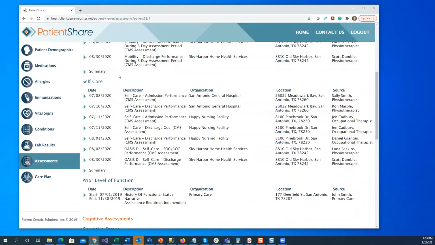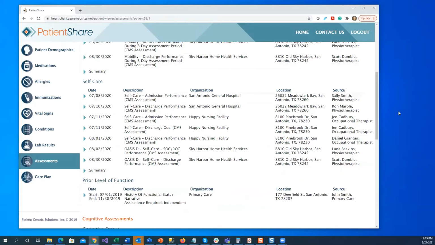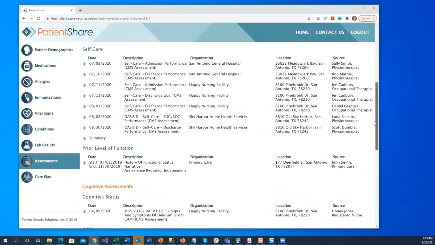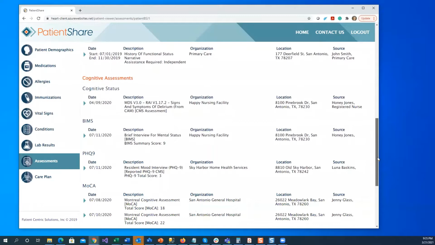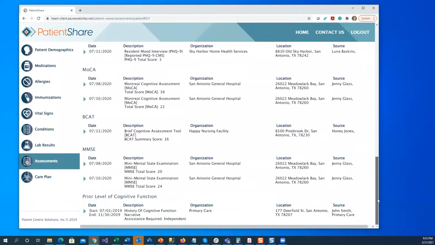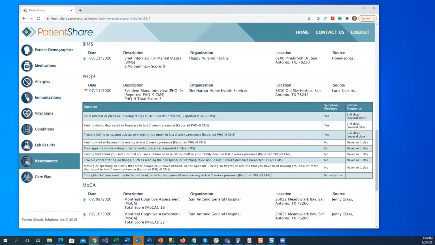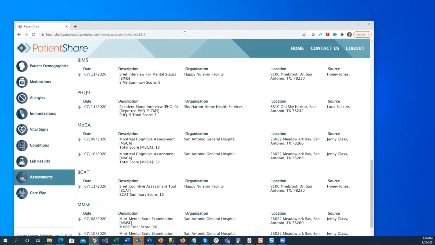Again, we have similar information for self-care along with a summary record. And we started with the functional assessments: mobility, self-care, prior level of function. And then we have cognitive assessments as well. We have the BIMS, PHQ-9. I'll show you the PHQ-9, as probably many of you are aware of what that particular assessment looks like. And any of this information is available as the patient transfers across the care continuum.